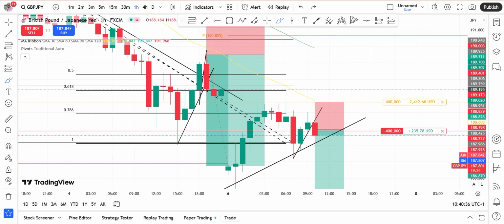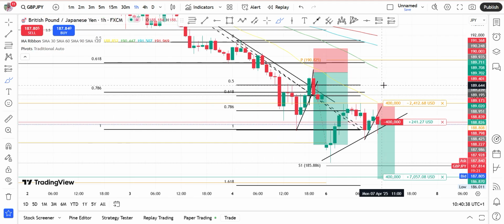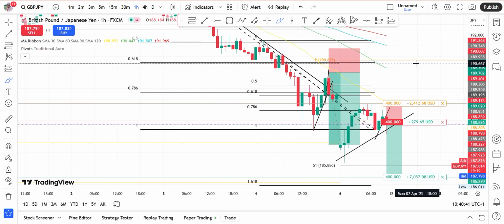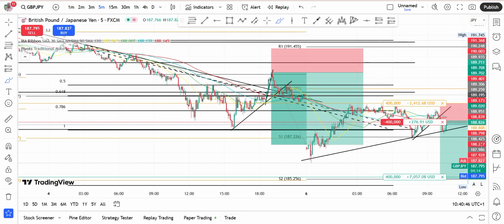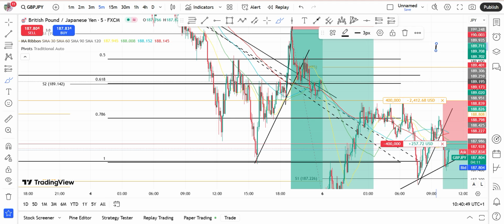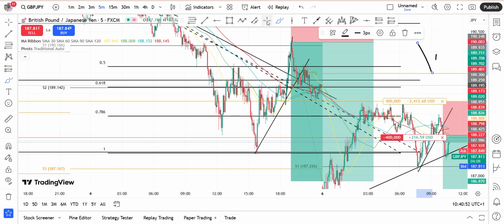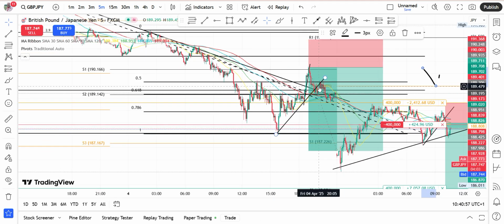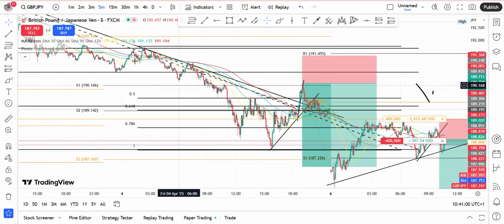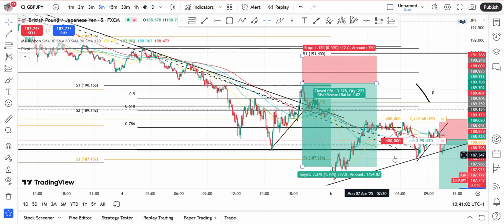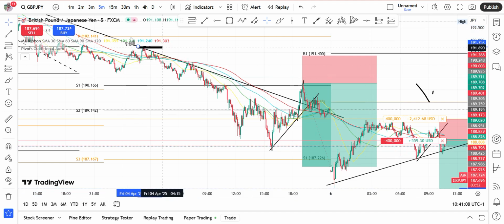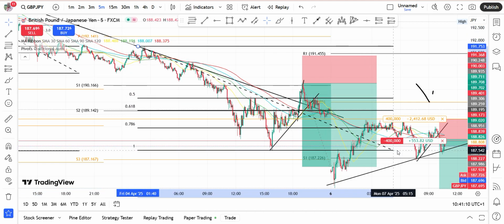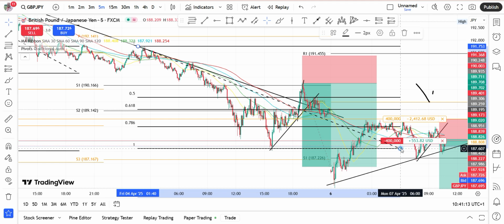Why? Because we know about many things, and one of them is the Fibonacci. When you go to the 5 minute time frame, let's go to the 5 minute time frame. Sorry. So when you measure the move here with the Fibonacci, okay? This is not this one. This one. So when you measure the move till here, okay?